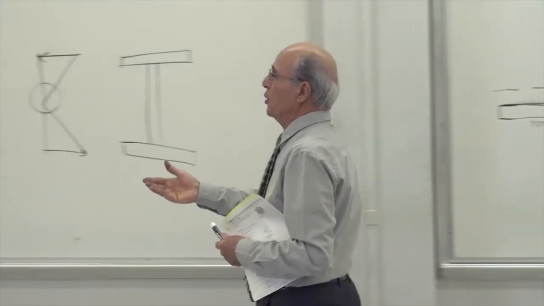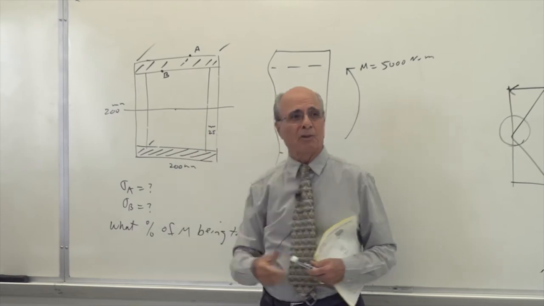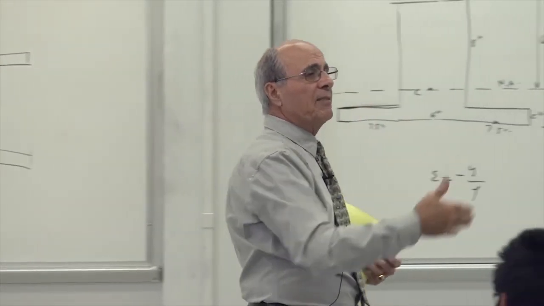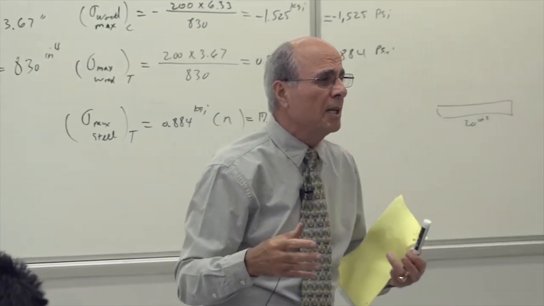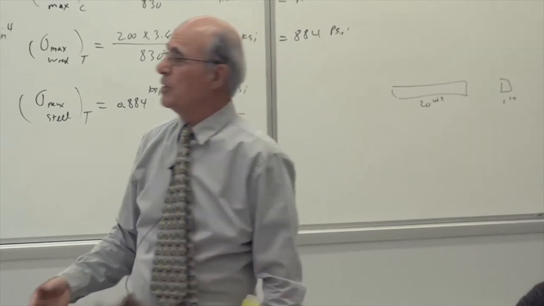So what do you think? Do you think these two are going to participate more than these two, yes or no? Of course that's the case. The answer will be maybe 70% goes to the top and bottom, 30% goes to the middle because there are less stresses there. Is that understood? So let's see whether that's the fact.